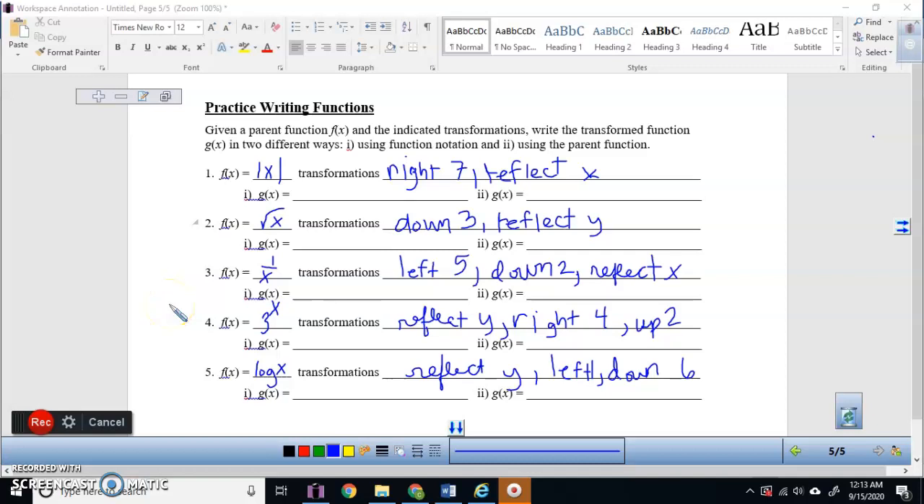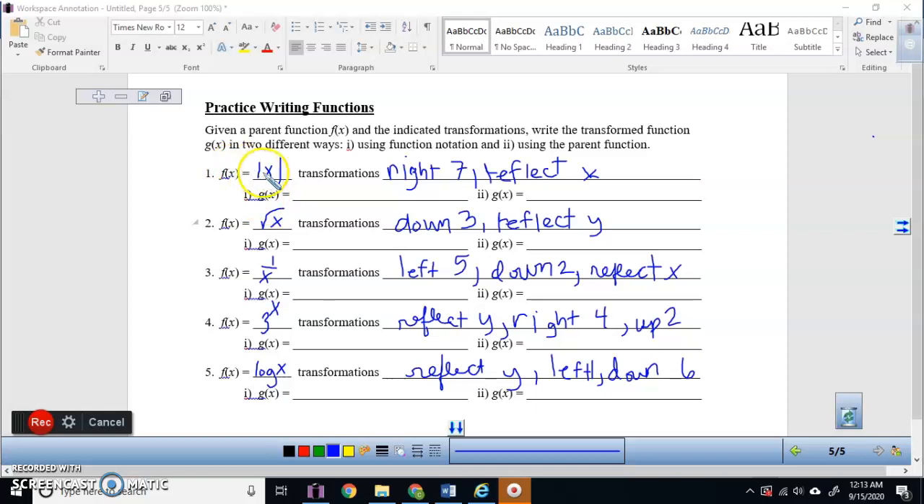On the second part of page 5 at the bottom where it says practice writing functions, if you will go ahead and pause in just a few minutes so that you can write all these. You may not be able to read my handwriting, so you may have to unpause a couple of times, but if you can, then you can go ahead and pause. I'm just going to read through this, okay?